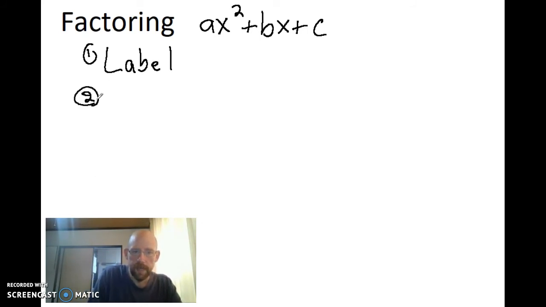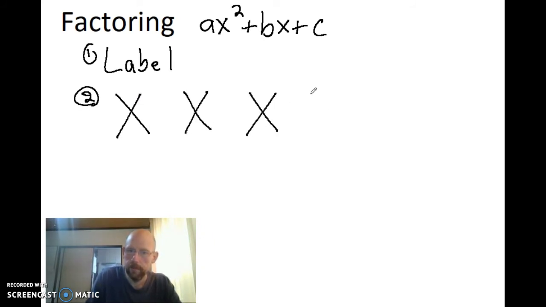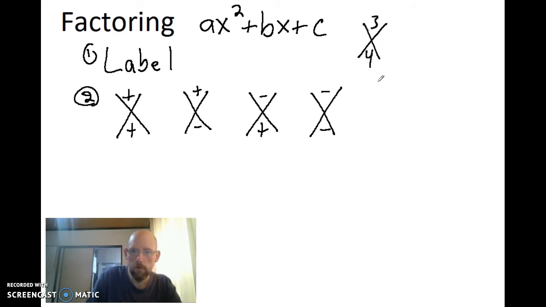Second takeaway with this X method is that we essentially have 4 different X's we could have. We could have a positive and a positive on top, positive and a negative, negative and positive, negative and negative. In this case, I'm just talking about if we have 3 and 4, for example. These are both negatives. We can tell what the signs of these numbers on the sides have to be. So if you want to multiply to a positive and add to a positive, these have to be positive. If you want to multiply to a positive and add to a negative, both have to be negative.